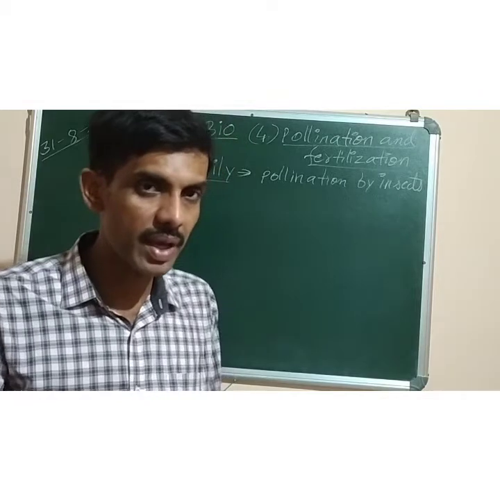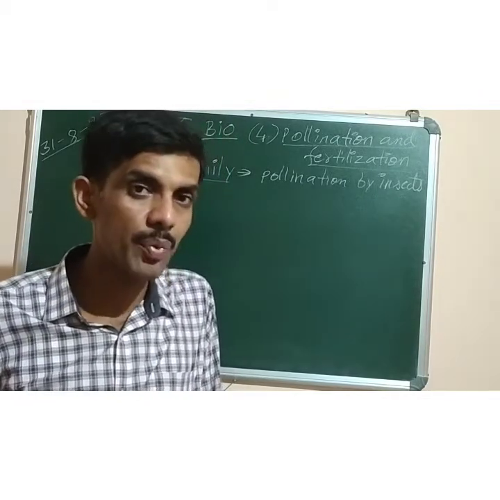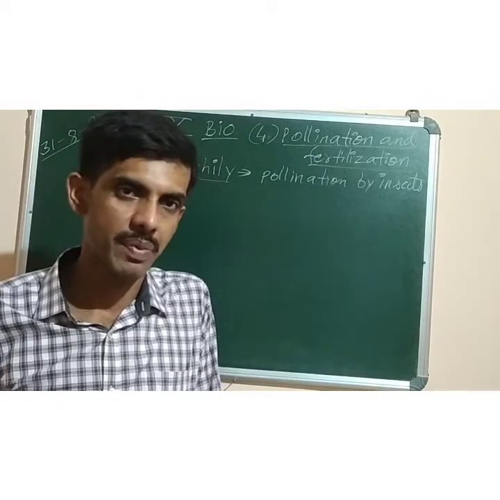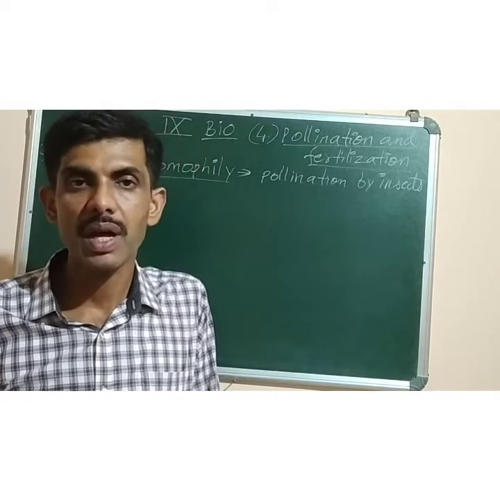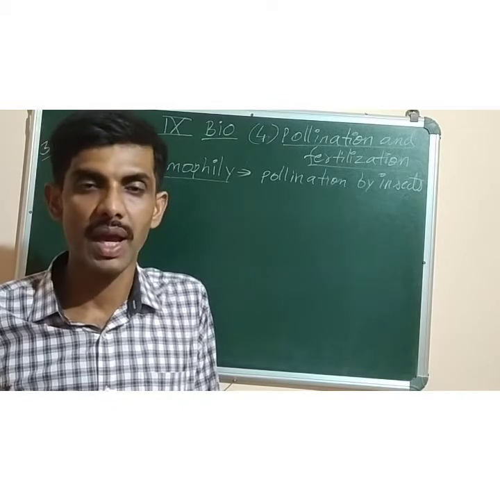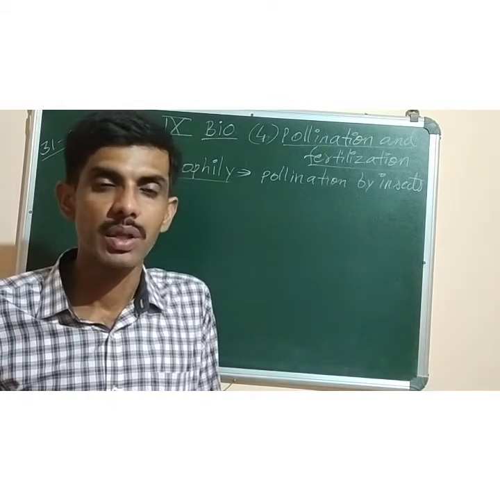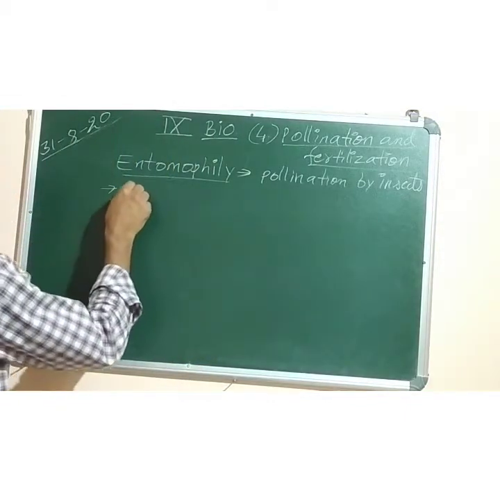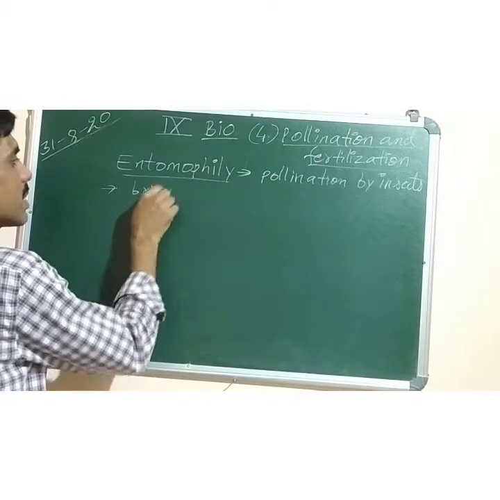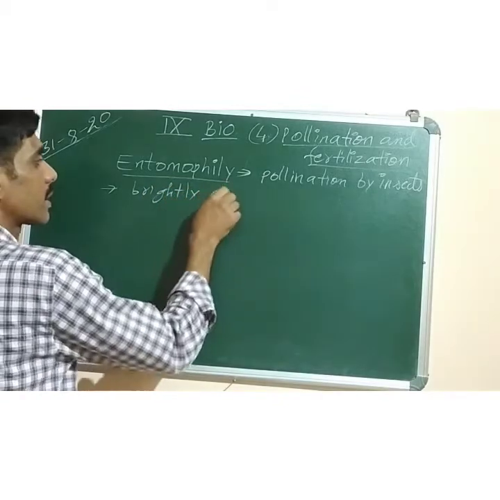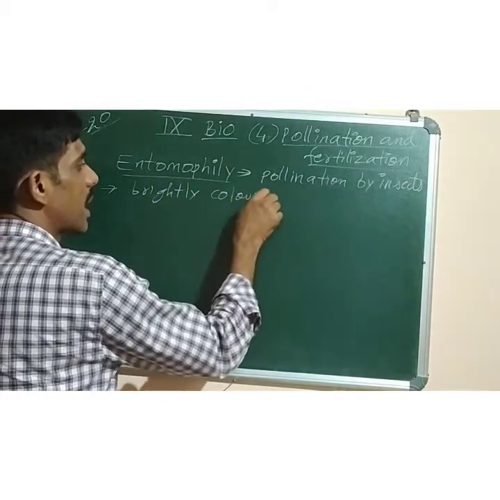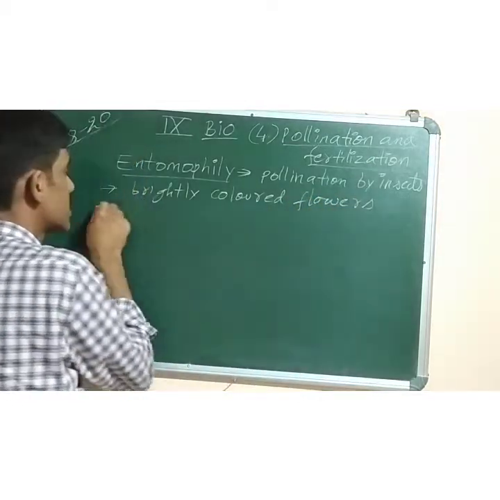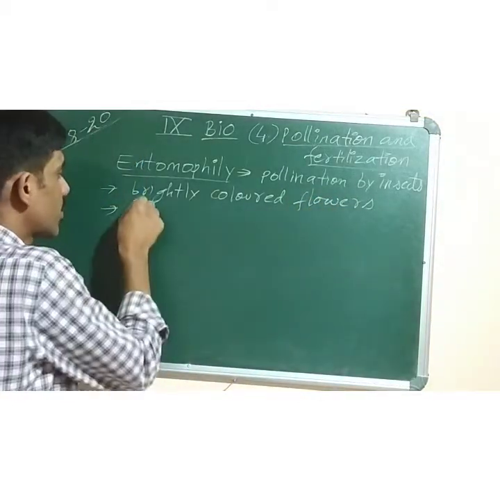So what are some of the characters which are listed in your book? Also you have to learn some characters of entomophilous flowers. Number one, the flowers are brightly colored and showy. They are large also. Number two, they produce pollen grains which are sticky. So like this you can write: brightly colored flowers, they produce sticky pollen grains.